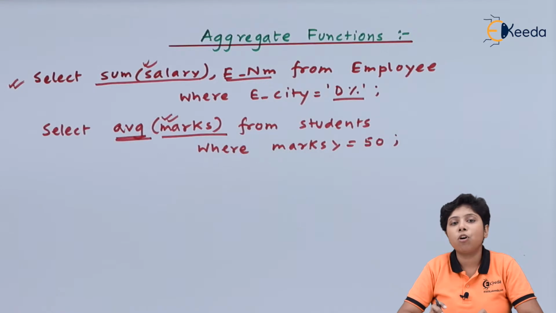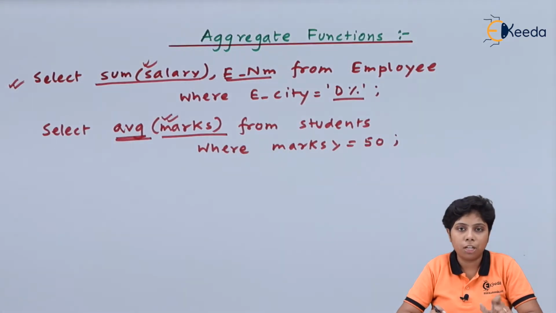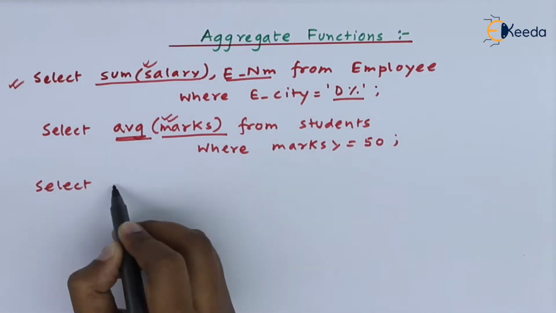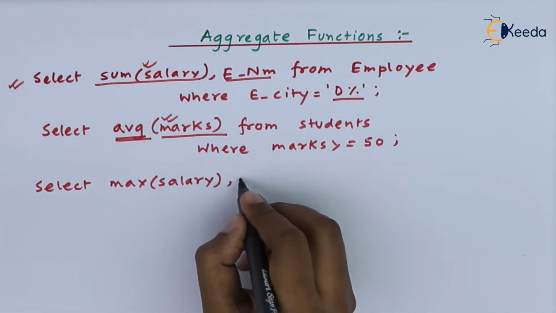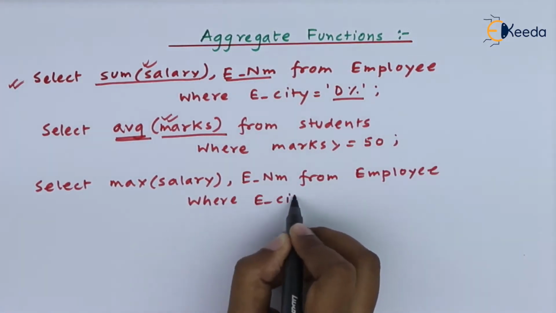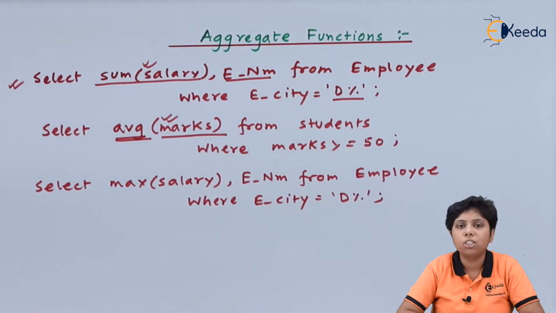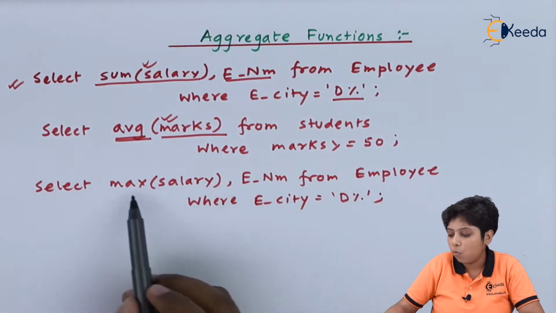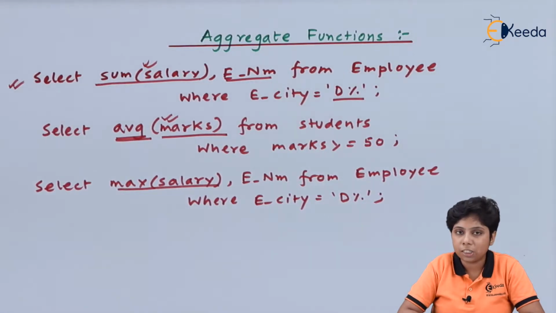Suppose I want the maximum earner of a company who resides in the city Delhi. So we can use this query for the max aggregate function. This will give us the maximum salary earned with a city that starts with D. It can be Delhi, it can be Dehradun, it can be any city that starts with D.